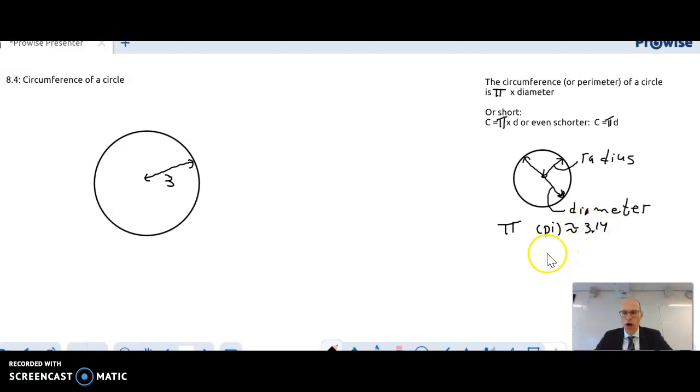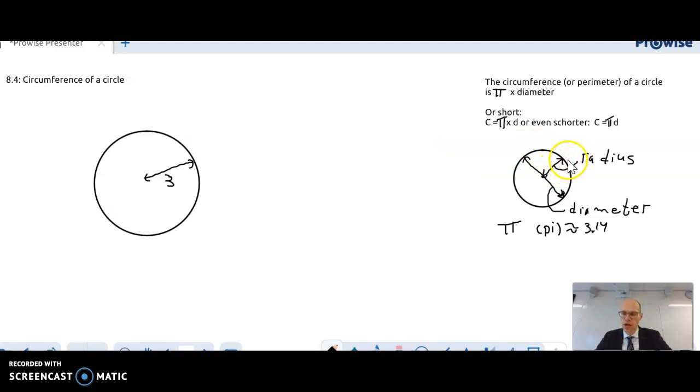and that is basically what we're going to use this paragraph, because the circumference of a circle is pi multiplied by the diameter. And how do you write it down? C for circumference is equal to pi times d for diameter. Or even shorter, we forget about the multiplication symbol or dot and we write C is pi d. And that is what we're going to use lots and lots of times.